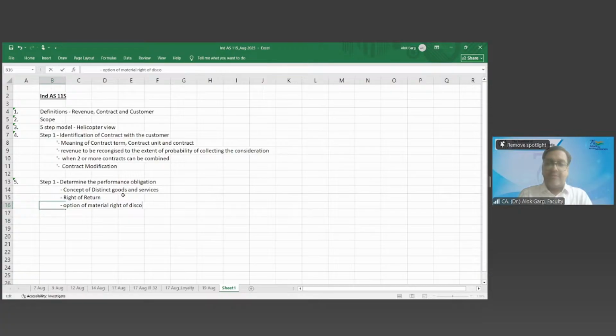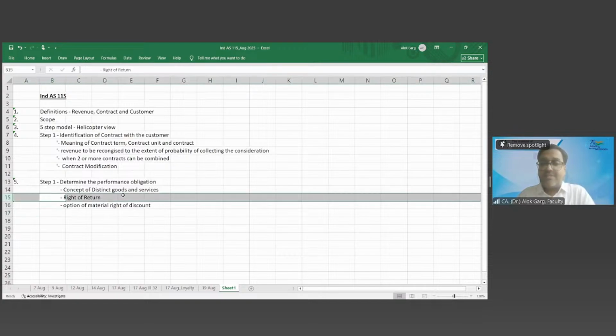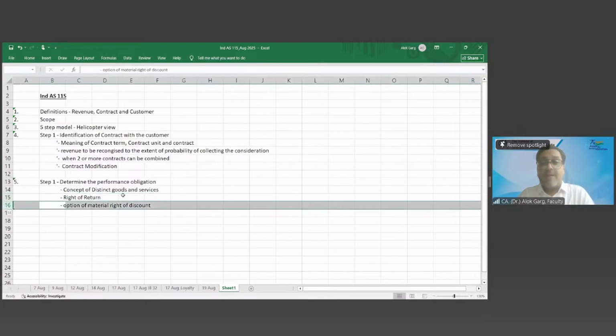You remember that you have purchased and the company has given you a voucher of 40% discount. And at the sale, 10% is given to everyone, but you have been given 40%. It means what is your option of material right of discount? It is 40% or 30%? 30%. And whether right of return will be treated as a separate performance obligation, answer is no. But whether this option of material right of discount will be treated as a separate performance obligation, answer is yes.